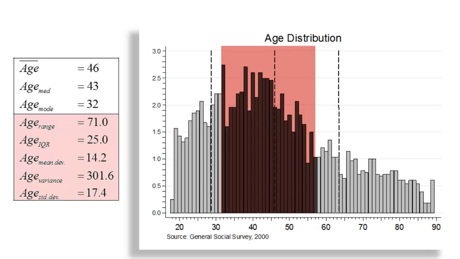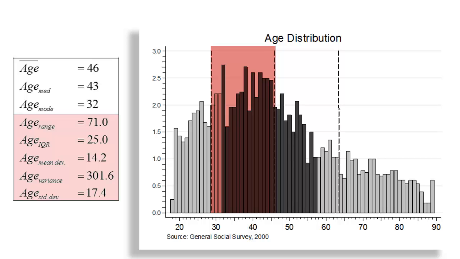And finally, we have those three dashed lines. The line in the middle is the mean age, 46 years. The two lines are plus and minus 1 standard deviation, so the mean plus 17.4 years on the right, and the mean minus 17.4 years on the left.